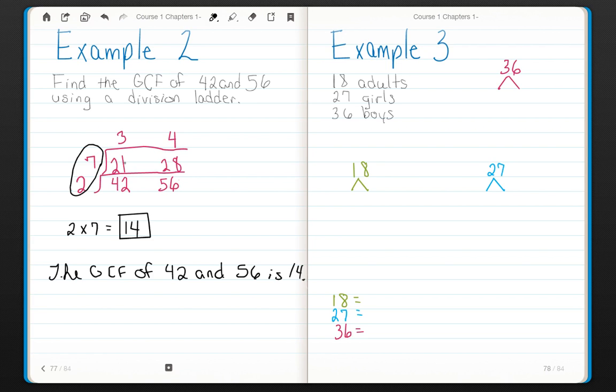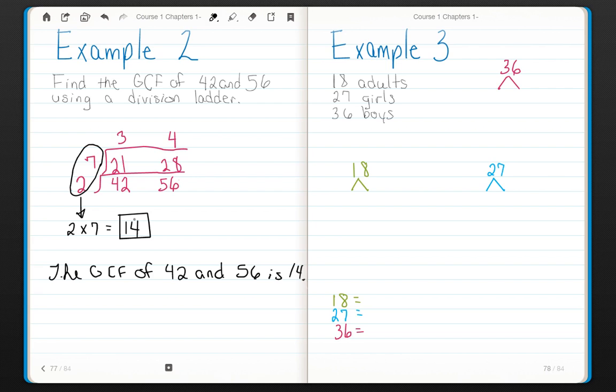So again, you would divide by a common factor. If your quotients also have a common factor, divide again by that common factor until your quotients have no common factors. Then take those common factors that you divided by and multiply them together to find your greatest common factor.